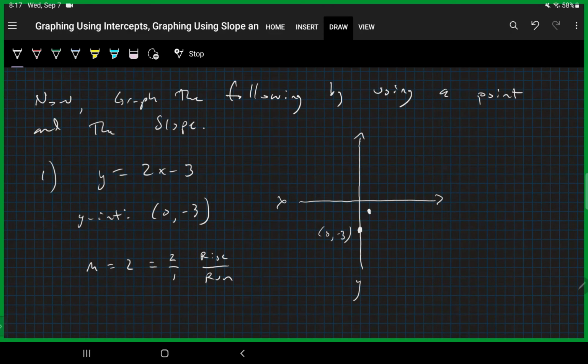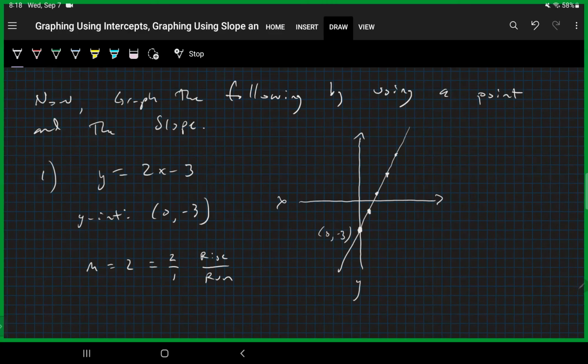I'm sorry, (1, -1). I can keep doing this by going up and over, up 2 over 1, up 2 over 1. I can get as many points as I want really quickly this way. And this actually ends up being a preferred method for a lot of students because it really quickly generates a lot of points in a straight line.